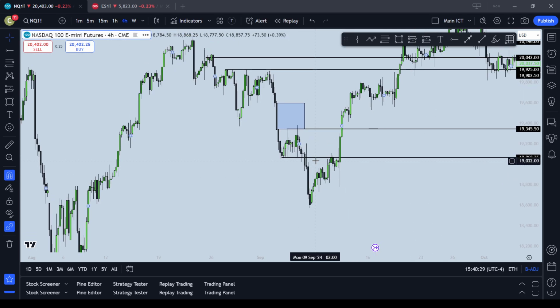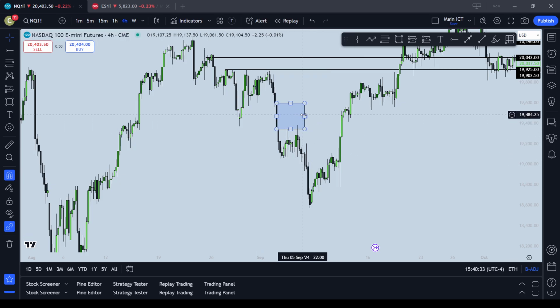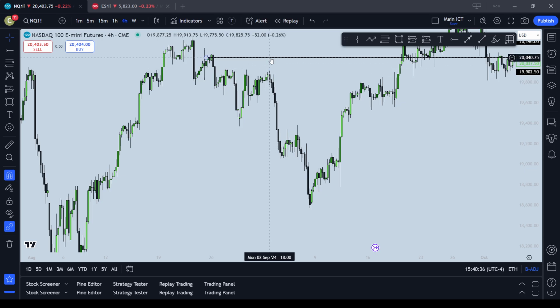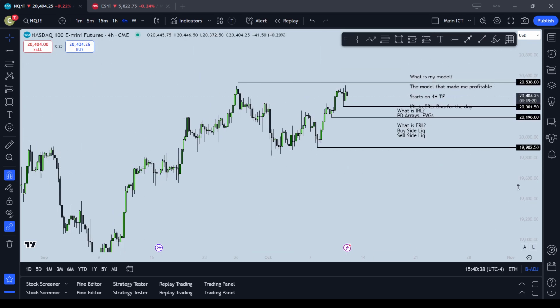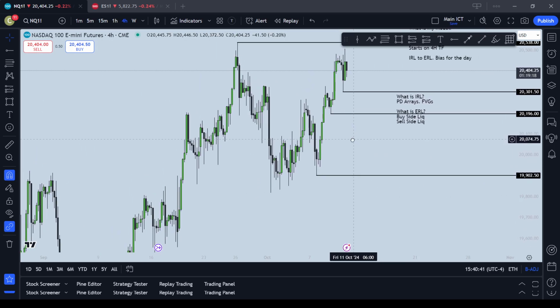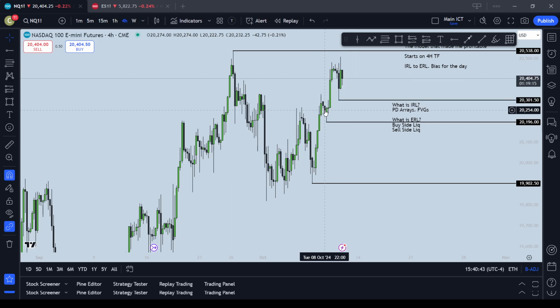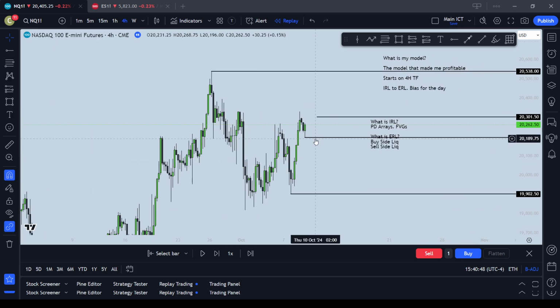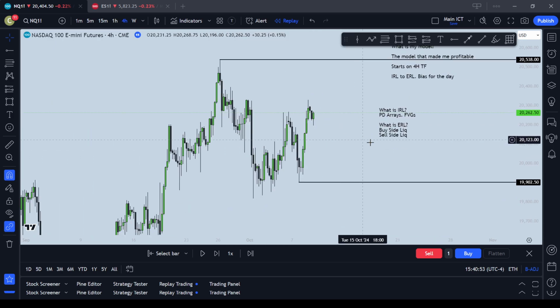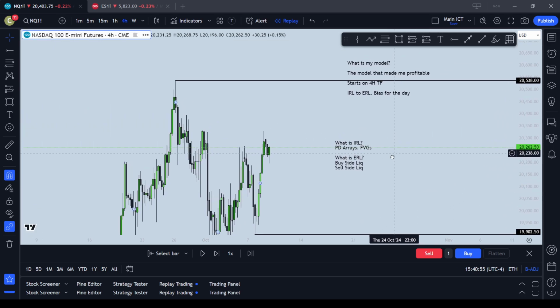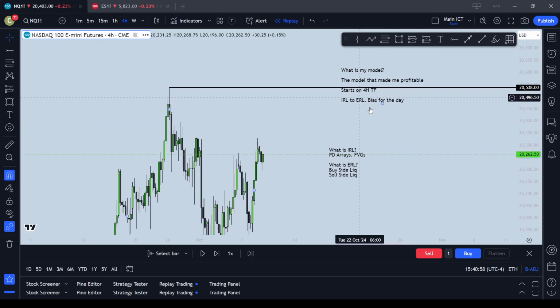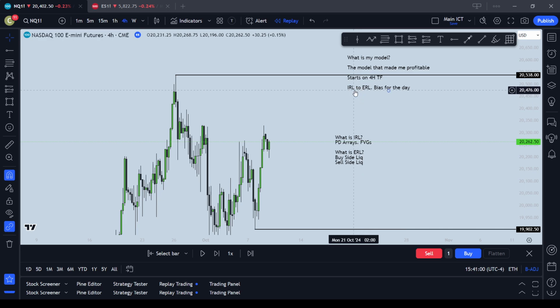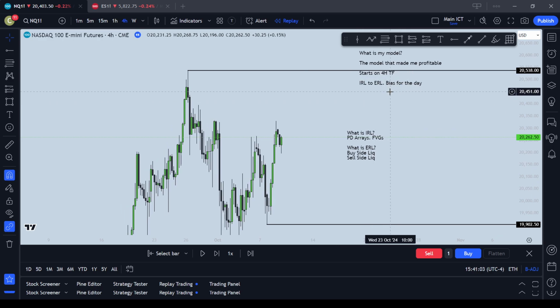All right, so you guys can see, you get the idea of what external range liquidity is and how I use it, okay? Now, the general idea behind this is we have a couple examples. We can use this here as a really good example. If I were to replay this, okay, and you came into this specific trading day, what would you guys be thinking? Okay, here's what I would be thinking. I'm thinking this model, what is my model? Starts on the 4-hour time frame. Internal range liquidity to external range liquidity to get your bias.